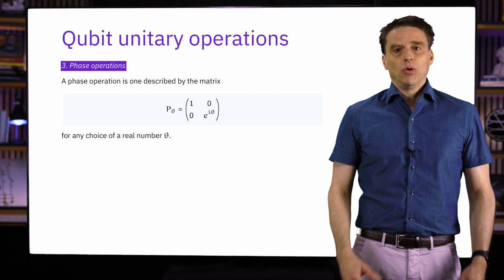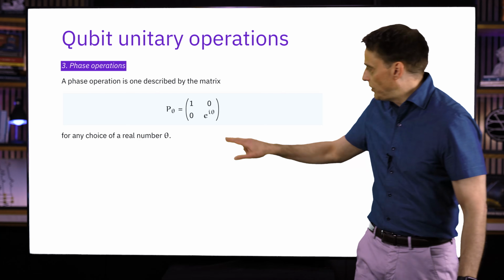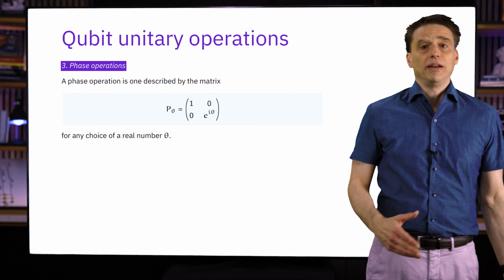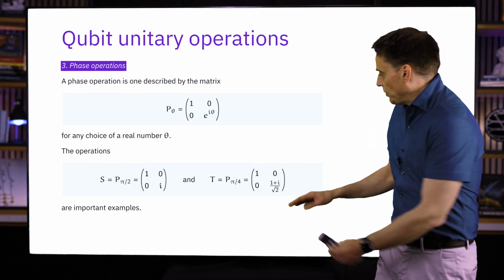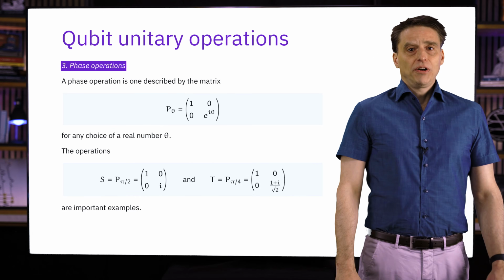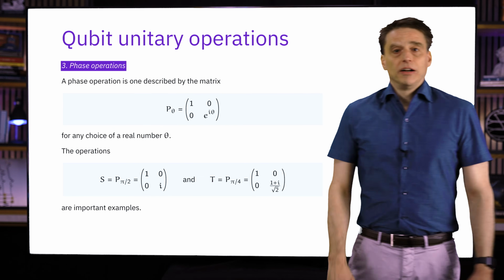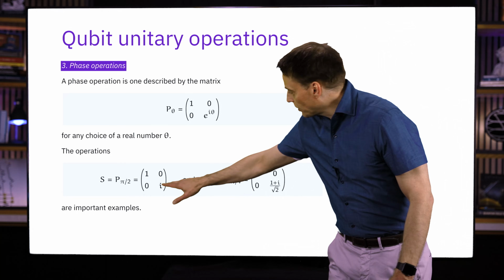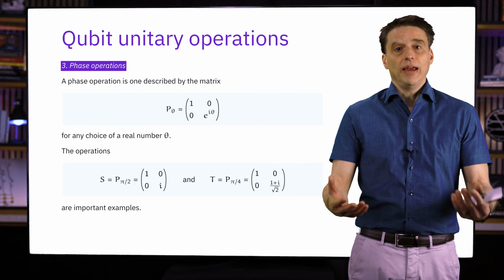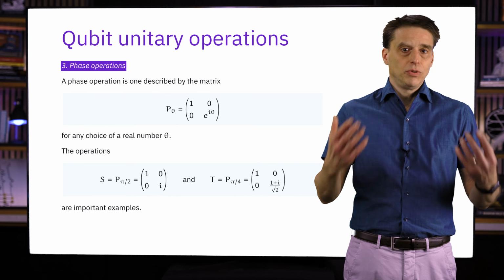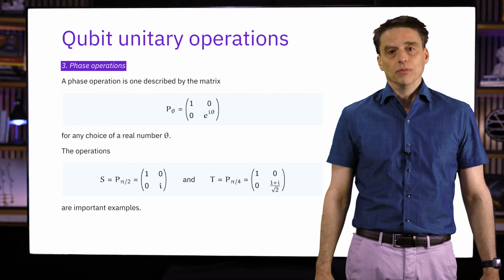Specifically, transposition won't do anything to this matrix, but taking the complex conjugate of each entry changes this entry right here to e to the minus i theta. These two particular operations right here are particularly important examples of phase operations. For the first one, we take theta to be pi over 2, and we get this matrix right here. This is commonly called an S operation or an S gate when we're talking about circuits, which we won't discuss in this lesson, but that's an important topic that's coming up soon.